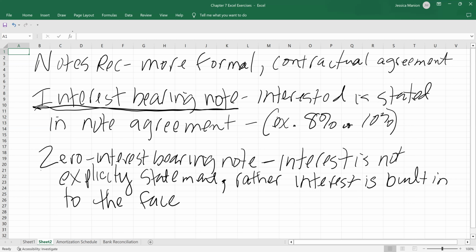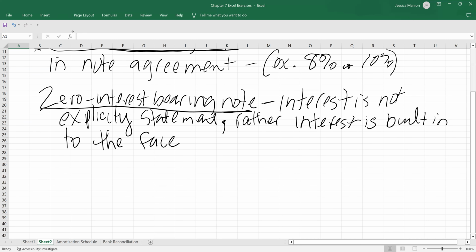Okay, that's the zero interest bearing note. On a zero interest bearing note, we're going to see an example of it. But basically, we might accept a $20,000 note, but when the people pay us back, they have to pay us back $21,000. So that is a $1,000 interest, right? It's built into it, essentially.